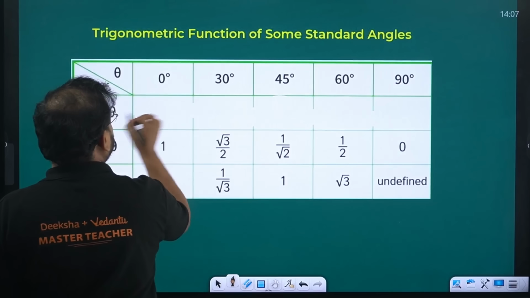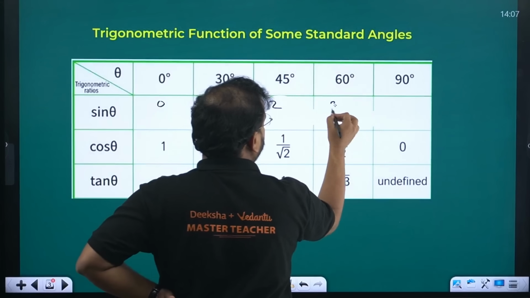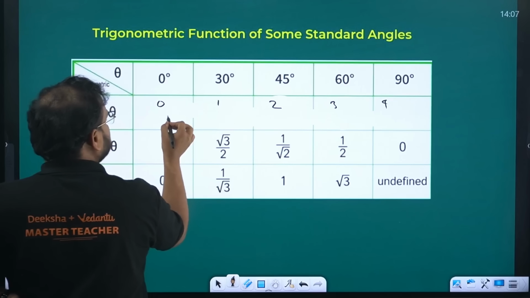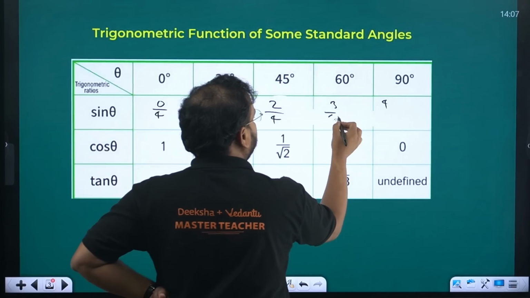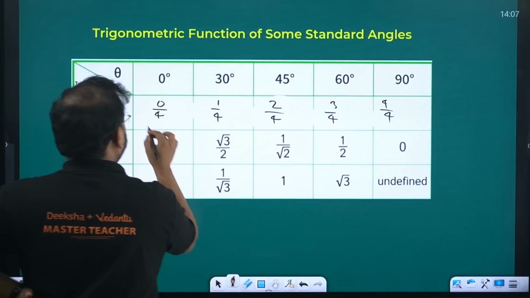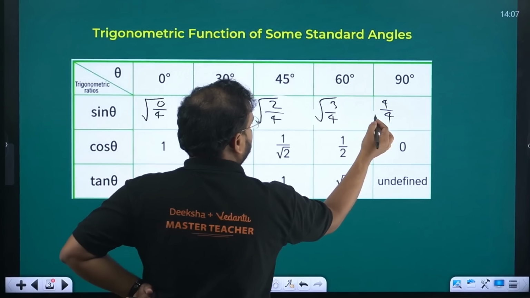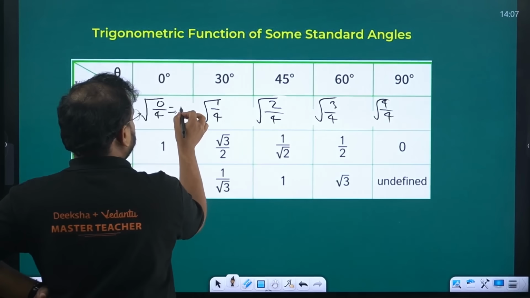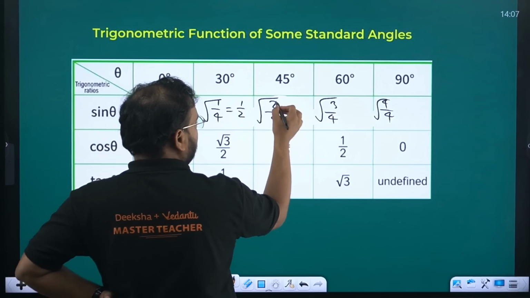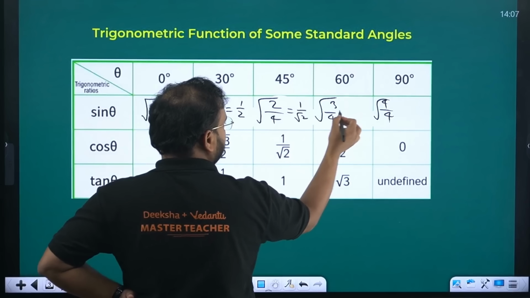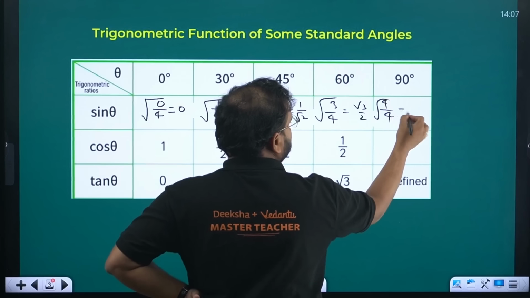First you just write the values from here as 0, 1, 2, 3 and 4. Now divide all these numbers by 4, take simply the root, and you'll get the required answer for all these steps. For this you'll have 0, for this you'll have 1 by 4, the root becomes 1 by 2, for this you'll have 1 by root 2, and for this you'll have root 3 by 2, and this is simply 1.